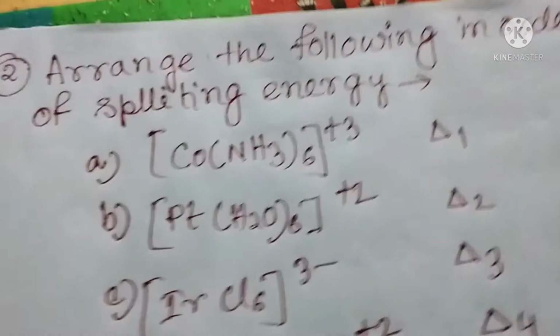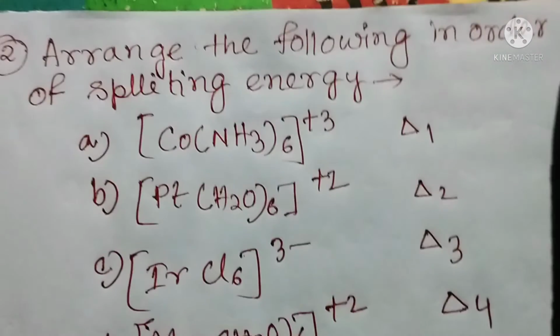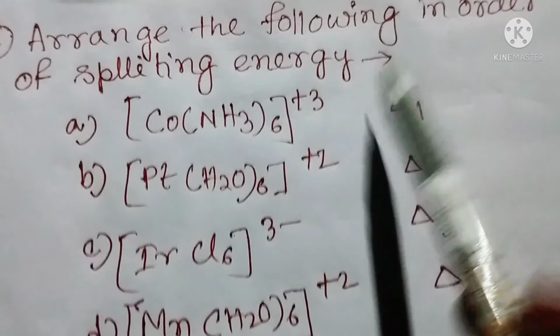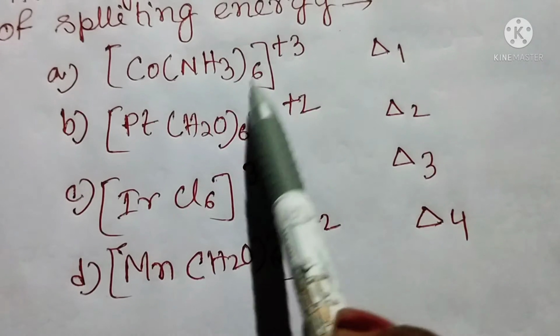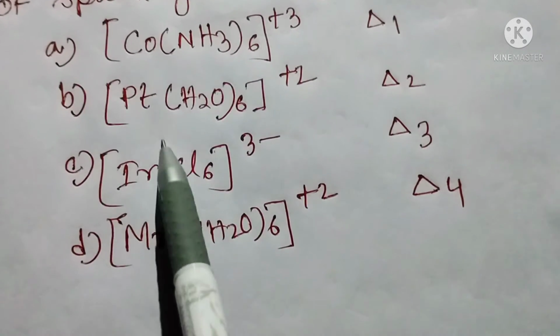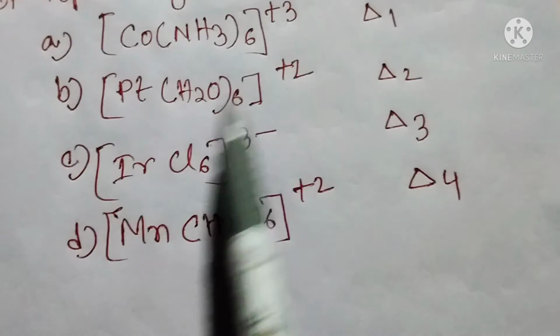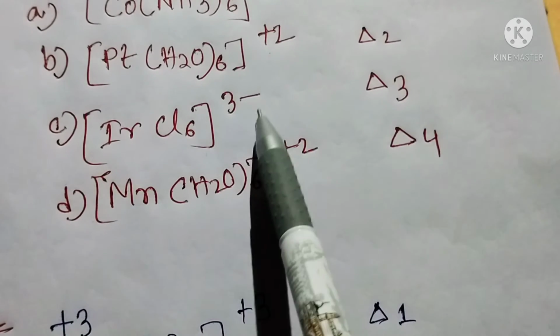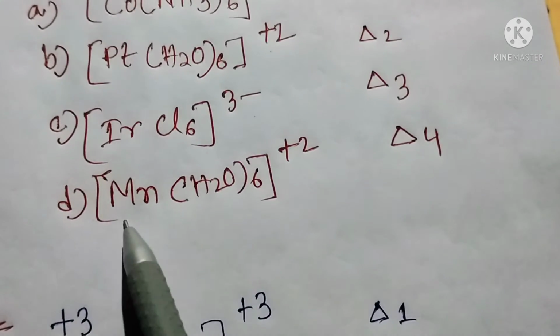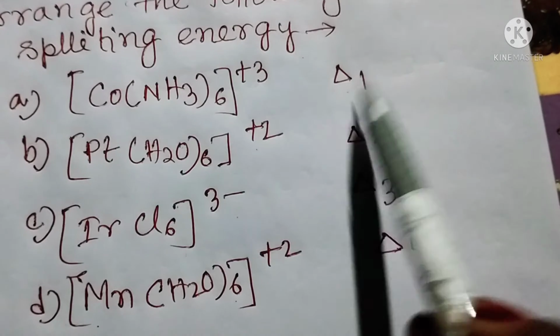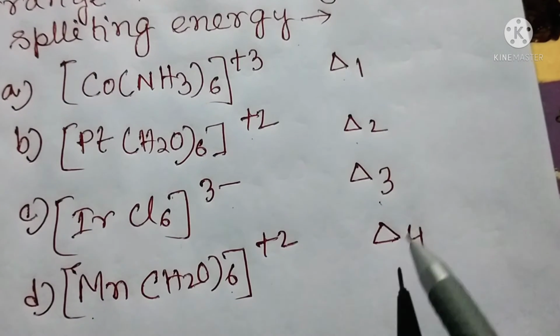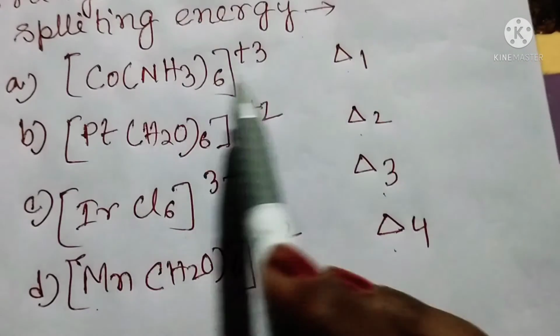Next, arrange the following in order of splitting energy. First one we take [Co(NH3)6]3+, [Pt(H2O)6]2+, [IrCl6]3-, and [Mn(H2O)6]2+. That is delta 1, delta 2, delta 3 and delta 4. They are the splitting energies of these.